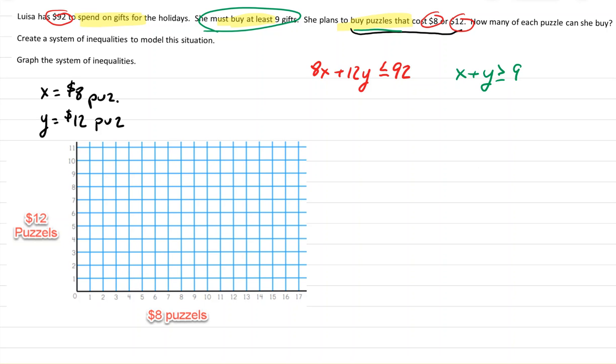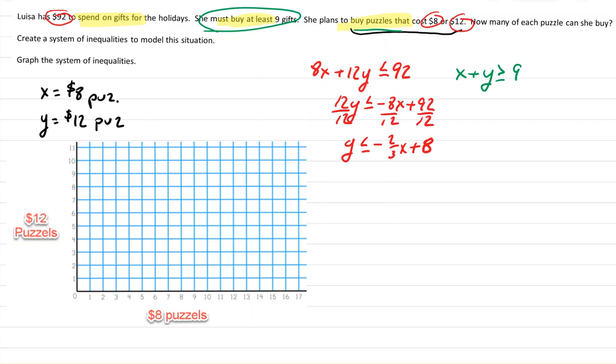So let's go ahead and move a few things around in the first inequality so we can go ahead and graph it. So first things first, you want Y by itself. So let's move the 8X over. That gives you 12Y is less than or equal to negative 8X plus 92. All right, divide everything by 12. And remember, always simplify your fractions as much as possible. So we get Y is less than or equal to negative 2/3 X plus 8.